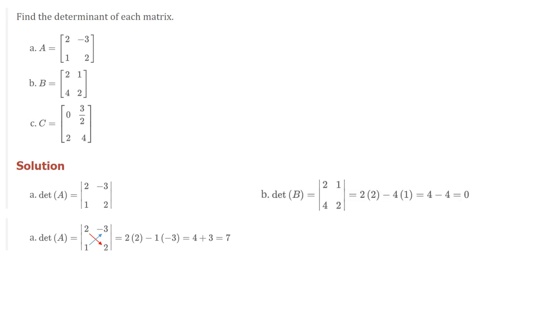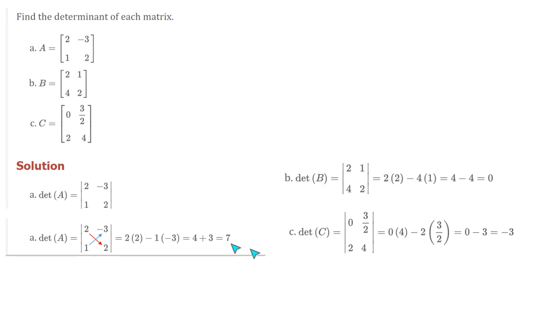For B, we're going to have 2 times 2 and 1 times 4. So we get 2 times 2 minus 4 times 1. So we get 0. If your determinant is 0, then that means it has no inverse. And then letter C, we're going to have 0 times 4 and 3 halves times 2. So we get 0 minus 3 is negative 3.